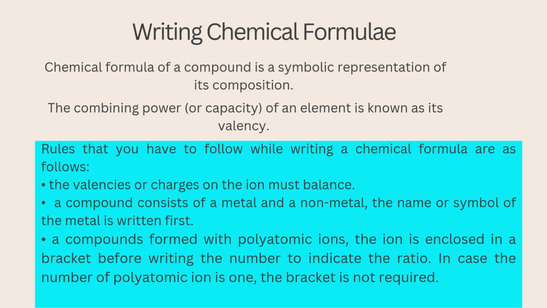The second one is, if a compound consists of a metal and a non-metal, the name or symbol of the metal is written first. The last one is for a compound formed with polyatomic ions. The ion is enclosed in a bracket before writing the number to indicate the ratio. In the case where the number of polyatomic ions is 1, the bracket is not required.